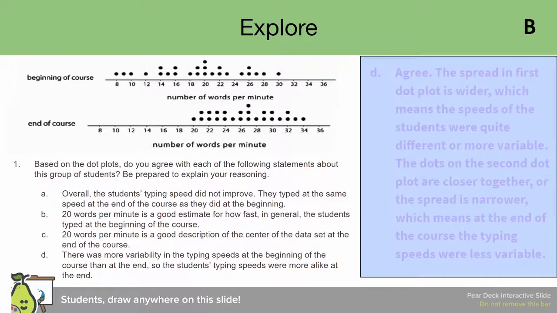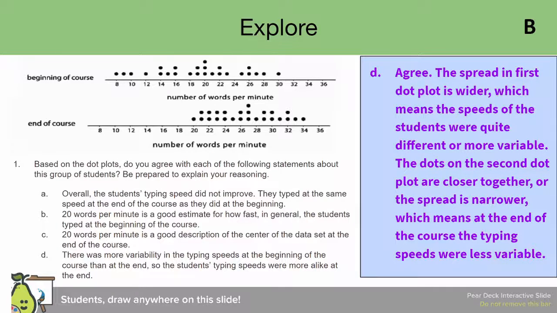Okay, welcome back. If you said you agree, because the spread in the first dot plot is wider, which means the speeds of the students were quite different or more variable, then you're correct. In addition, the dots in the second dot plot are closer together or the spread is narrower, which means at the end of the course, the typing speeds were less variable.